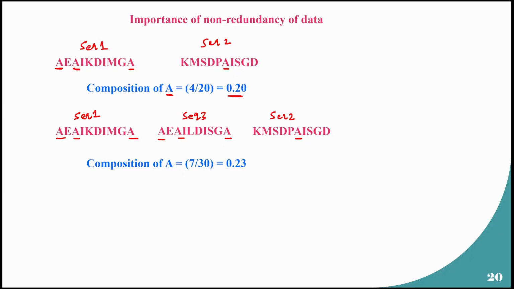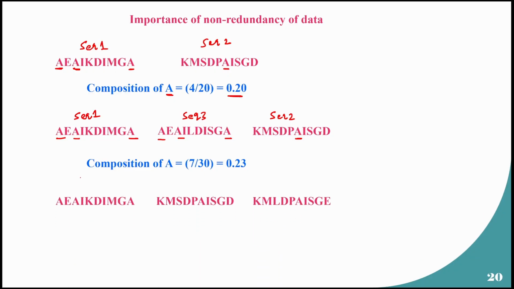Okay. So what we see in this case is that by adding another sequence, which was already very similar to one of our earlier sequences, the total composition value of alanine is changing, right? It's shifting. It became 0.23 from 0.20, right? So let's say instead of something very similar to sequence 1, we now do a little bit of experimentation with adding something very similar to sequence 2.